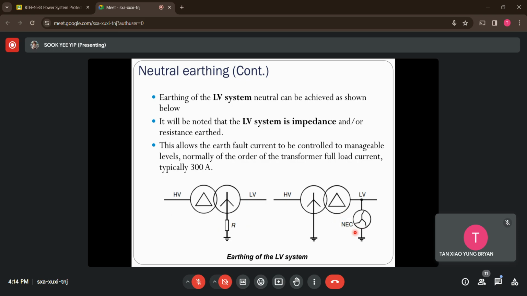By having this neutral earth controller, whenever we have fault situations, the fault currents can be designed or changed to much more manageable levels, which can be safely handled, usually in multiples of the transformer full load current, at 300 ampere. This means that you change the earth resistance value, and you change the current value to become much lower by increasing the resistance value, something like this.